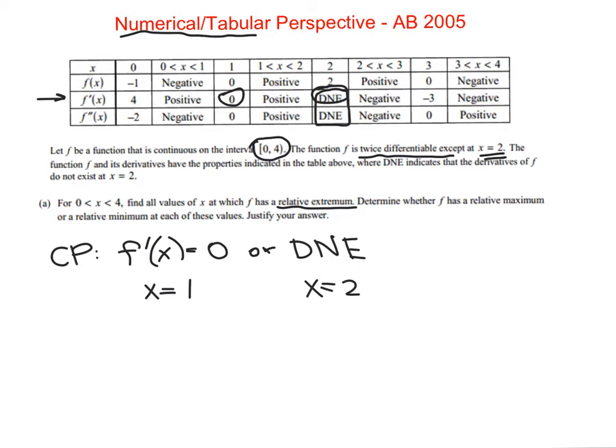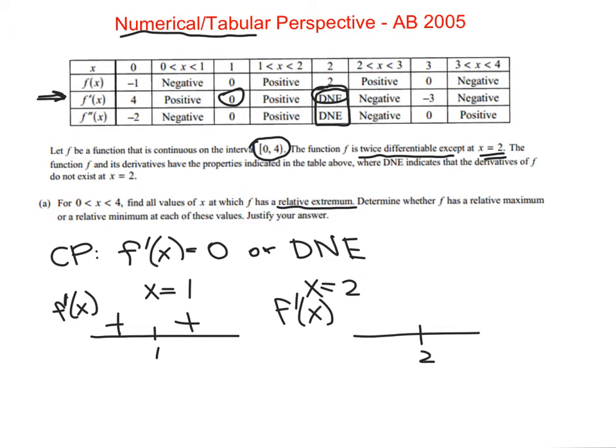Now, in order for it to be a maximum or a minimum, the first derivative, so I'm going to make a first derivative sign chart, has to change signs prior to 1 and after 1. If I look again at the first derivative line, prior to 1, f prime of x is positive, and after 1, it's positive. So this is not an extrema because the sign of f prime does not change. Now at 2, when I look at the sign chart of f prime, the interval prior to 2 is positive and the interval after 2 is negative. So it's actually a maximum because I'm increasing and then I'm decreasing.